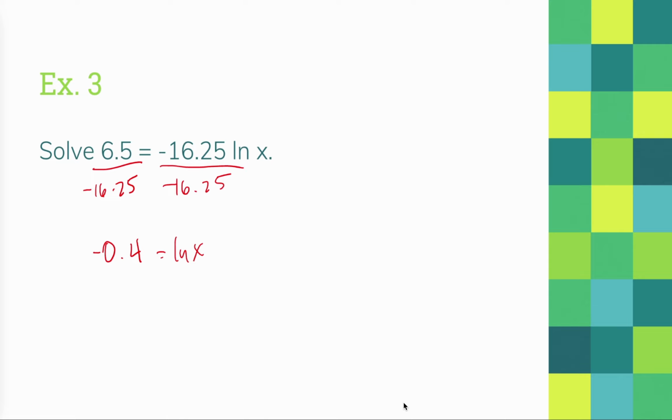And then we can rewrite that in exponent form. That's going to be e to the negative 0.4 power equals x. And e to the negative 0.4 power is, my calculator doesn't like doing that. E to the negative 0.4 power is 0.67.